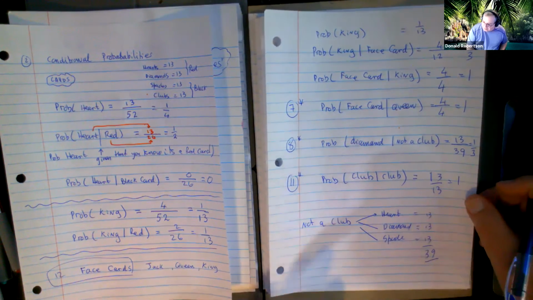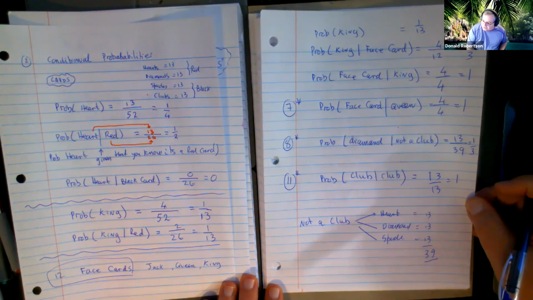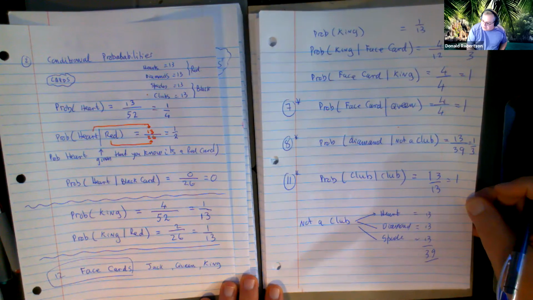Are we good with the club probabilities now? We done enough of these? Okay, can I ask a question, please?